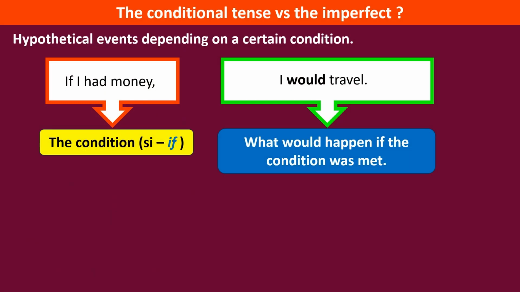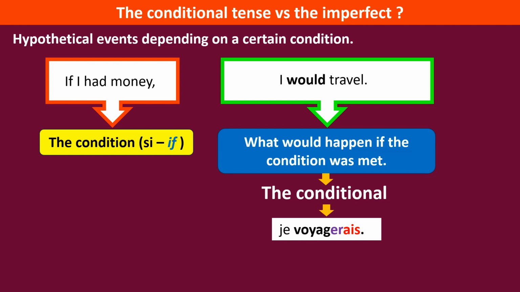Let's have a look at our previous example. If I had money, I would travel. We have I would travel is what would happen if the condition was met, and we know this is the conditional. Je voyagerais.